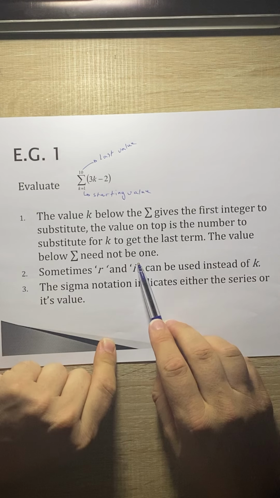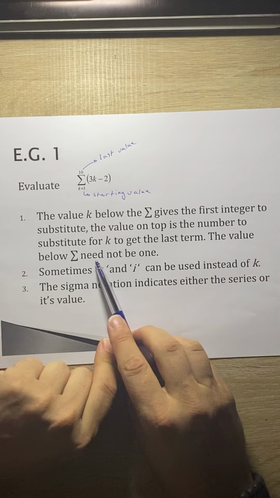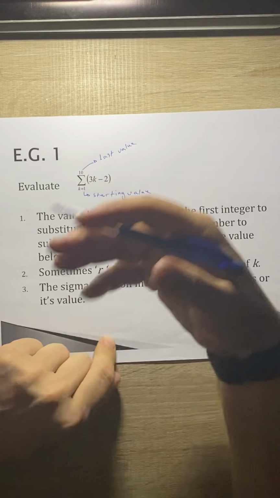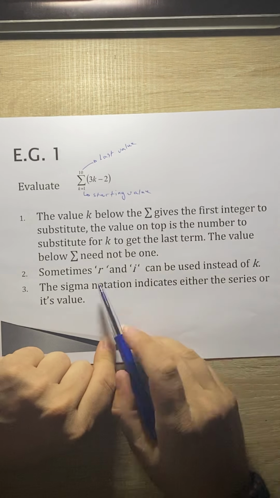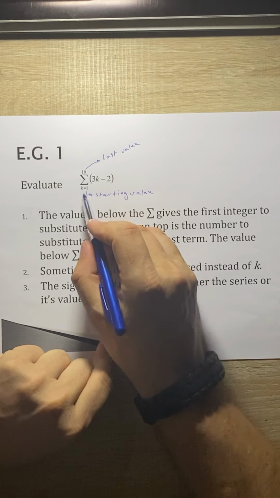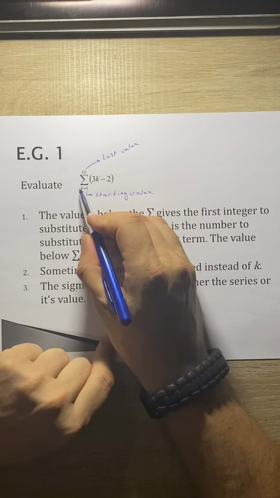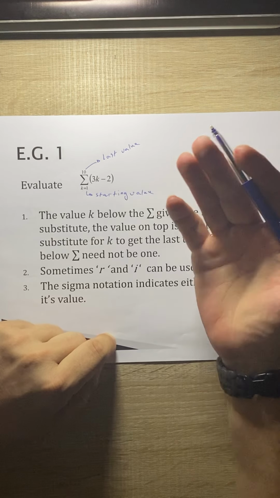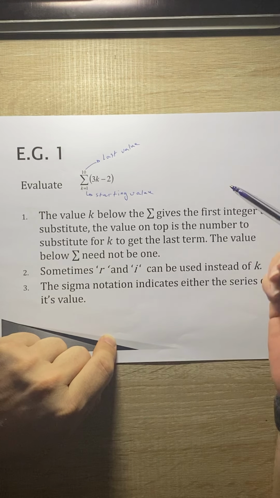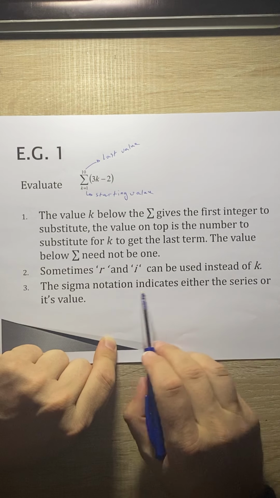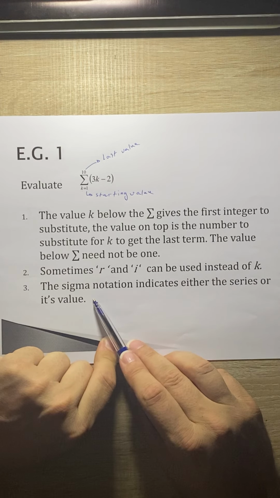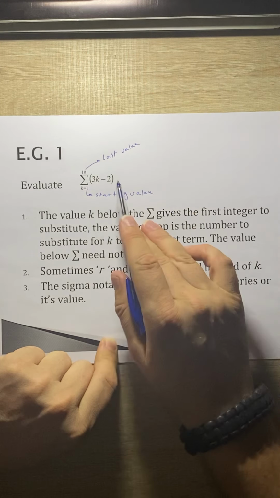The value below sigma need not be 1, so we don't have to start at 1. We can start at 2, 3, or whatever. Sometimes r and i can be used instead of k. This variable, k, is just a dummy variable. We can make it whatever we want, like r, i, m, whatever. The sigma notation indicates either the series or its value. So that's just talking about sigma there.